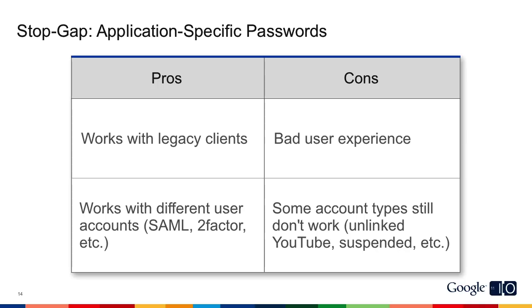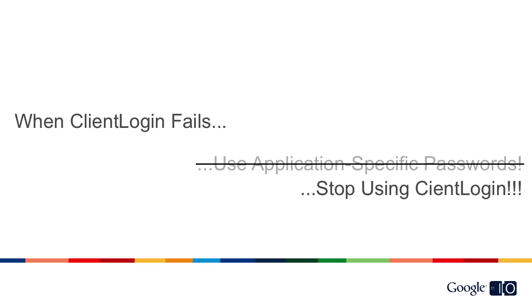And some of those use cases that I talked about actually still don't work even with application-specific passwords. If your account is suspended because of some hijacking suspicion, it's suspended, and you have to go through a web flow to recover your password. If it's one of those setup situations where the account is to be set up for YouTube or something, you have to do that on the web, and your application-specific password just won't work. So really the message is, when client login fails, just stop using client login. Just don't do it.